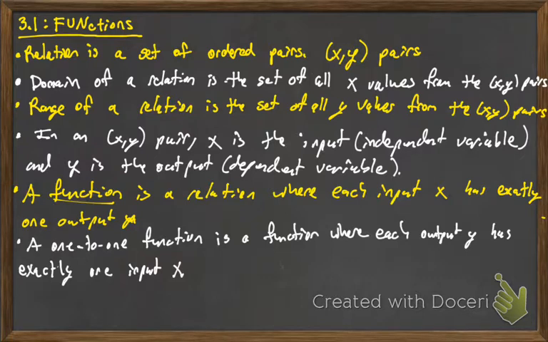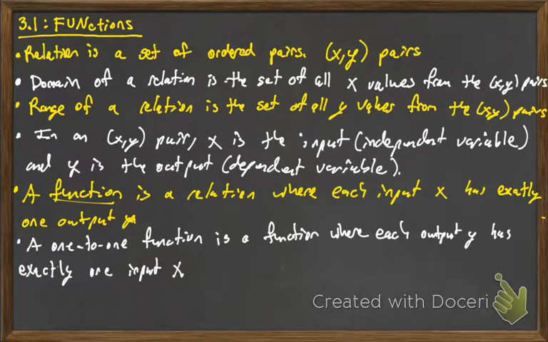The domain of a relation is going to be the set of all the x values from the xy pairs. The range will be all the y values in the xy pairs. In an xy pair, x is sometimes called the independent variable or the input. The y is called the dependent variable or the output.